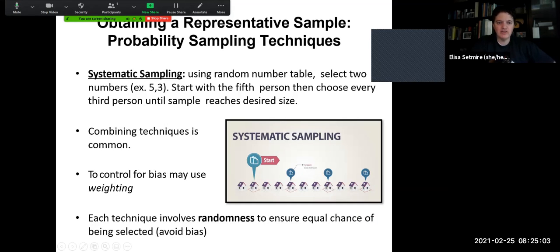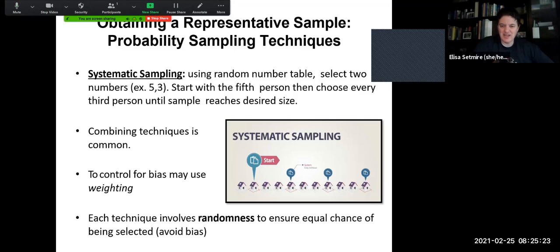We can also use something called systematic sampling. Using a random number table, we select two numbers. So for example, 5 and 3. And then we start with the 5th person and choose every 3rd person until the sample reaches its desired size. This is kind of combining techniques in a way, right?